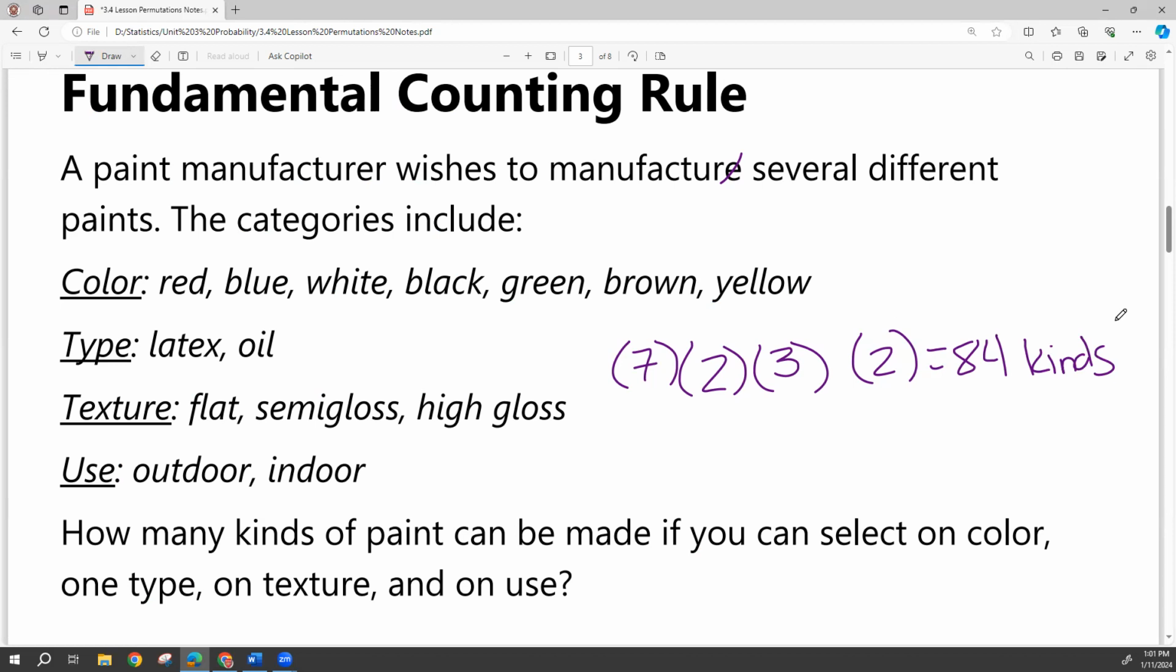Now, I would not recommend drawing a tree diagram from this, but you could see how we would have a red latex flat outdoor paint, or a red latex flat indoor paint, a blue latex flat outdoor paint, a blue latex flat indoor paint, so on and so forth. 84 different kinds using those 4 different criteria.